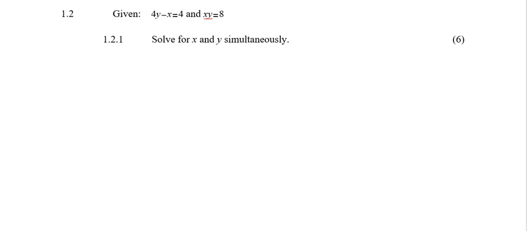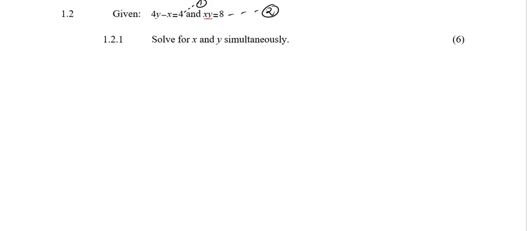The next problem presented says 4y minus x equals 4 and xy equals exactly 8. We are required now to solve for x and y simultaneously. So it's simultaneous equations. I need to name this: I will say this is equation 1 and this one is equation 2.